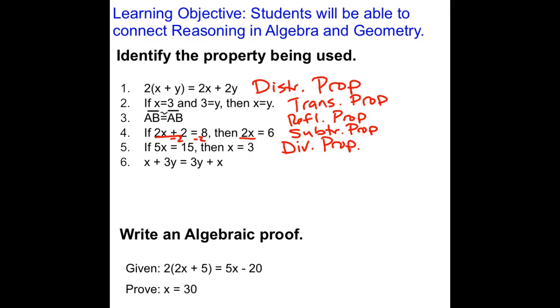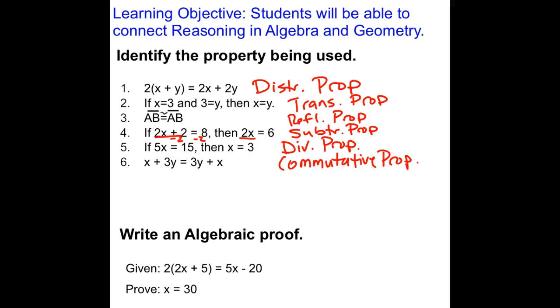And last but not least, it says x plus 3y equals 3y plus x. Remember, they change spots. So it's like when you start at home and you go to school, and at the end of the day you go from school to home, you're commuting. That's your commutative property. If you want to spell that all the way out, here you go, commutative property.